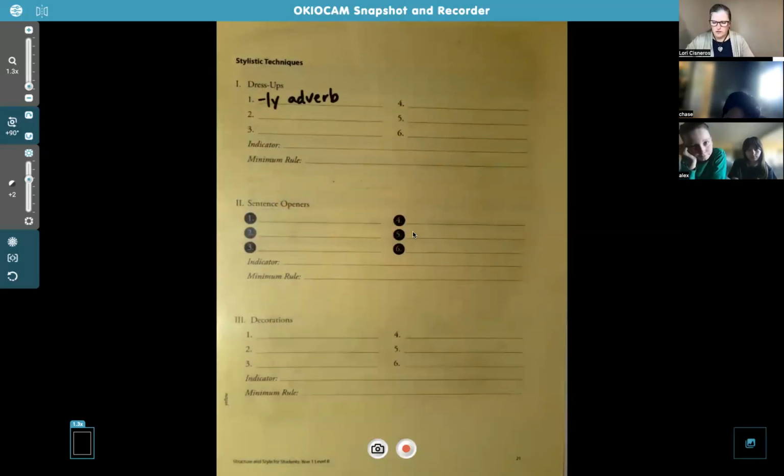Those are really good to use. Now, like I said, you have to have at least one in your paragraph, but you can put more than one, but you only need to underline one of them, but you can use more than one if you want to. All right, we talked about that.